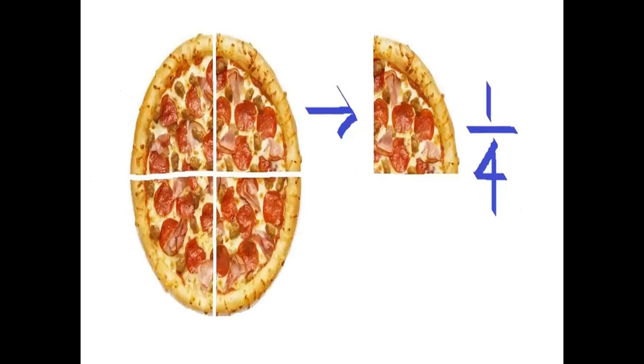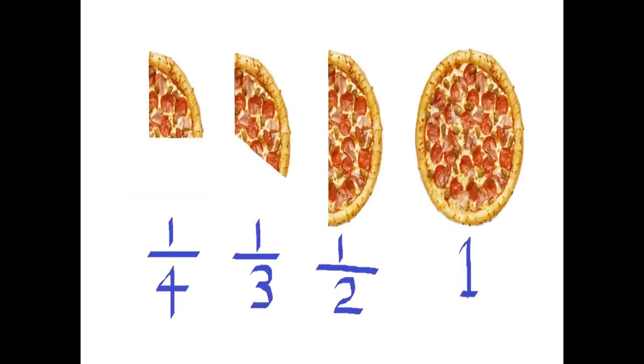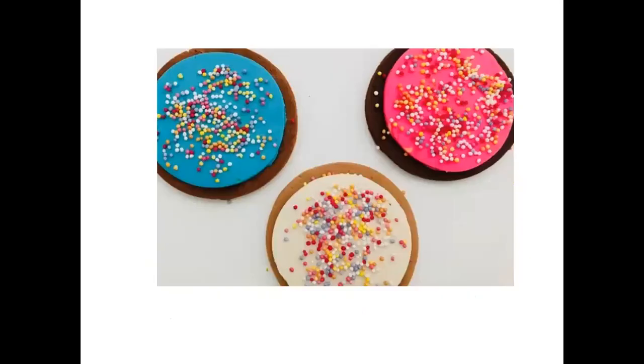Yes. To make it more clear, this is a complete pizza. It has been divided into 4. And when I take just one piece of it, we would say it has 1 by 4. Again, we are seeing this one pizza. And when we divide it, we get 1 by 2. And then 1 by 3. The last one is 1 by 4.